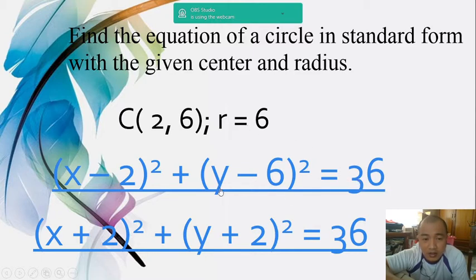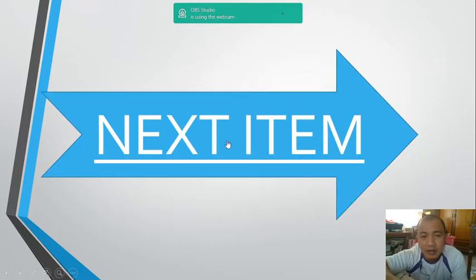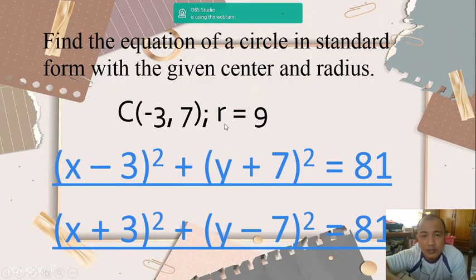This one is not the correct answer. Yes, you are correct. Next item. Find the equation of a circle in standard form with the given center and radius. If h is negative 3, it should be plus, right? So x + 3. If k is 7, then (y − 7)². And the square of 9 is 81.